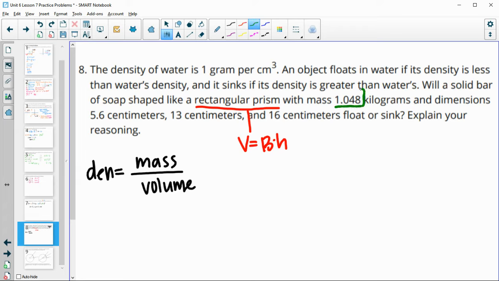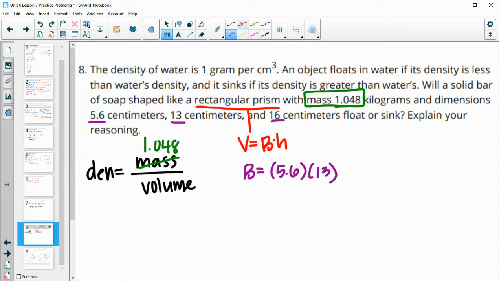It has a mass of 1.048. So here's the mass. We automatically know the mass; they just give that to us. With dimensions, remember it's a rectangular prism, so the dimensions are length, width, and height. Will it float or sink? For the area of the base, we would just multiply the length by the width, and then the height of the prism is the third measurement.